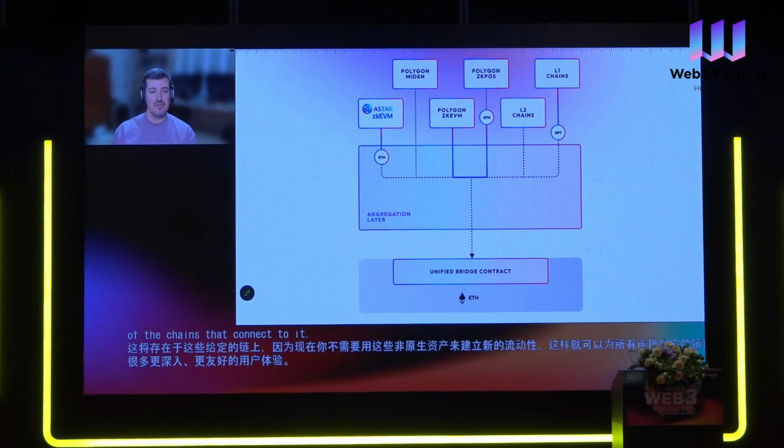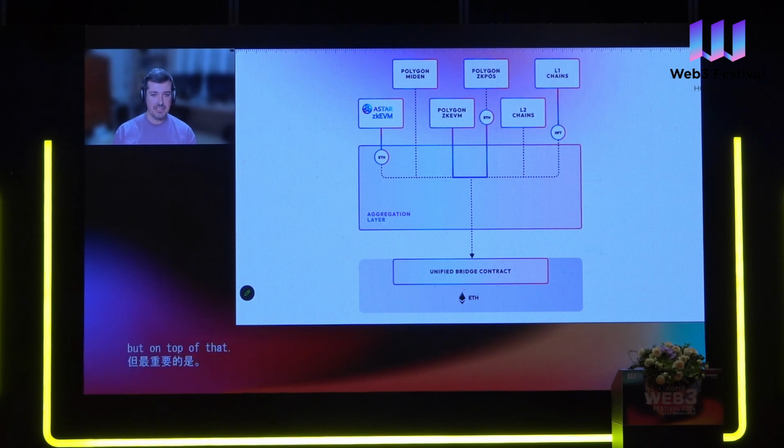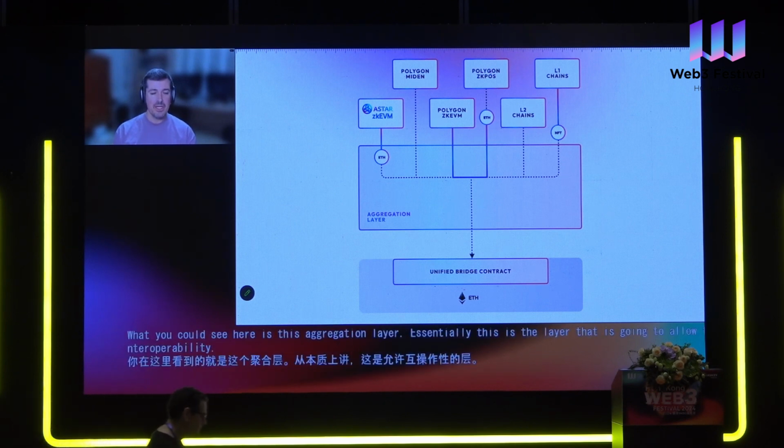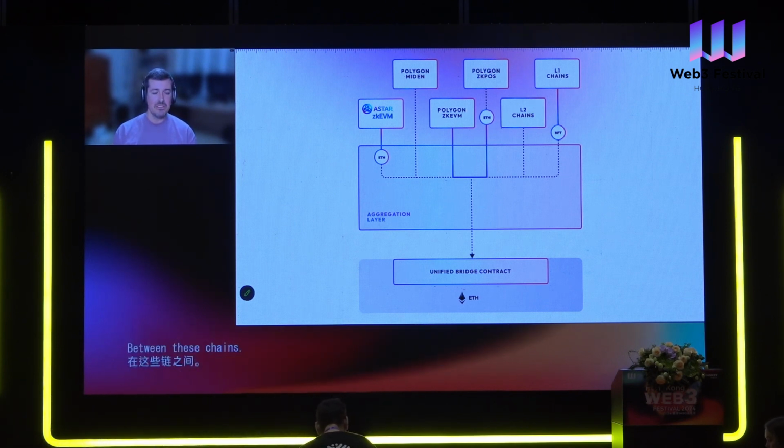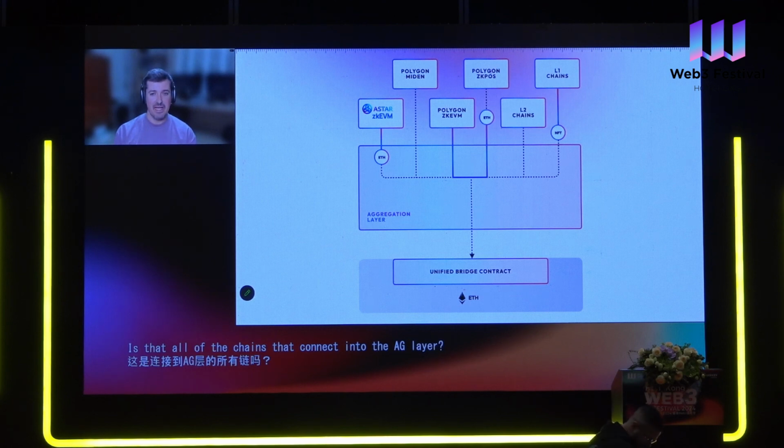On top of that, what you can see here is this aggregation layer. Essentially, this is the layer that is going to allow for interoperability between these chains. Without getting too detailed, all we care about is that all of the chains that connect into the AG layer end up being able to transact in probably 3 seconds, maybe even 1 second eventually, so that they can get that unified experience through the AG layer that they would get in one monolithic chain.